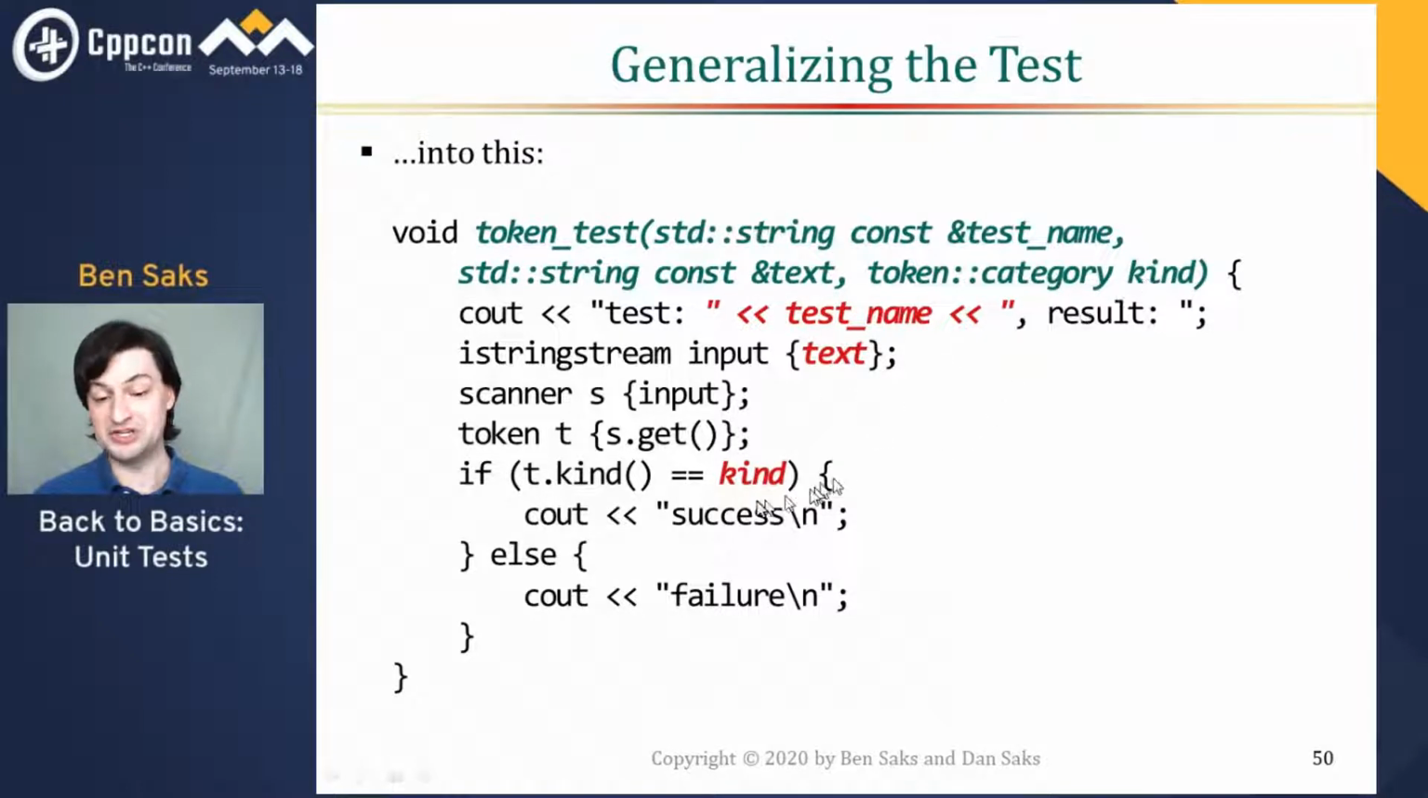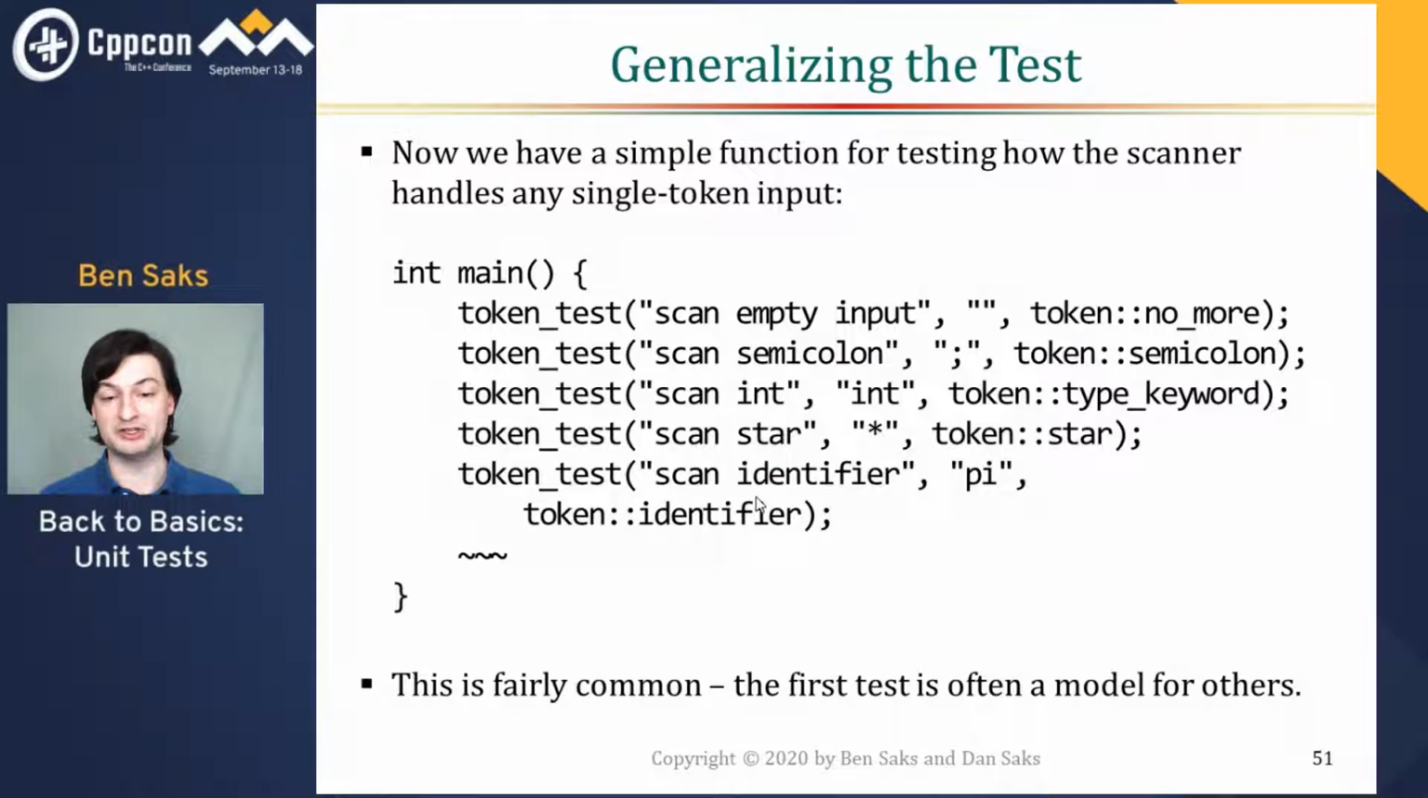And it compares the category to whatever kind of category was specified. And now we have a nice simple function for testing how the scanner can deal with pretty much any single token input. And I find this is not uncommon, where having written one test, that test turns out to serve as a model for a number of other tests. That's something that can happen fairly frequently. So it can feel sometimes like you're investing a lot of work in creating just one test. But then when you get to the end, you see, okay, now this one test can easily become 5 tests without too much additional work.